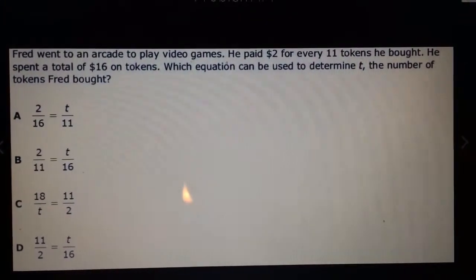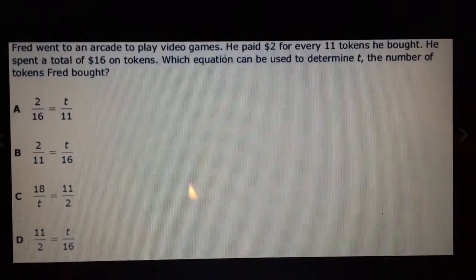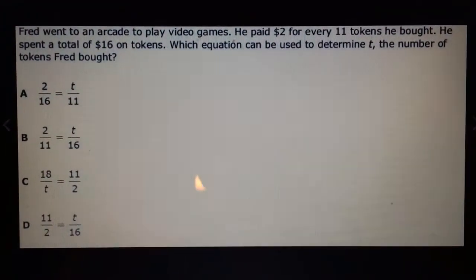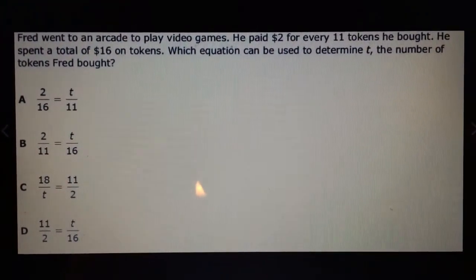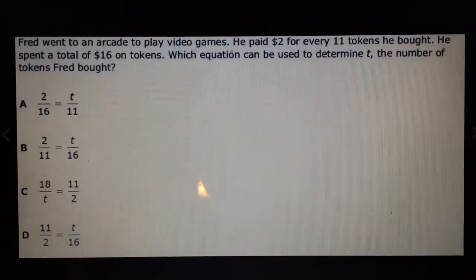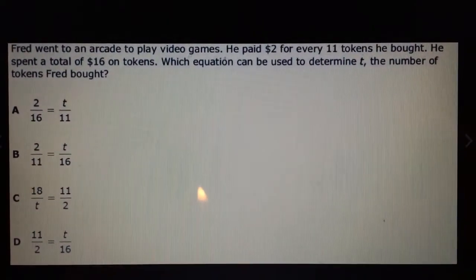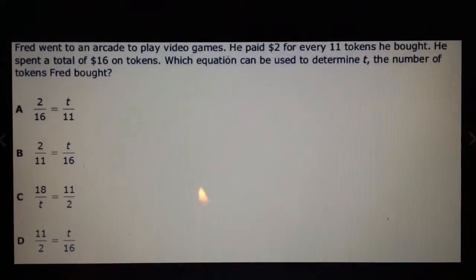All right, this one looks a little different because I can't find my paper, so I'm getting the question off of my computer screen. Fred went to an arcade to play video games. He paid $2 for every 11 tokens he bought. He spent a total of $16 on tokens. Which equation can be used to determine T, the number of tokens he bought?